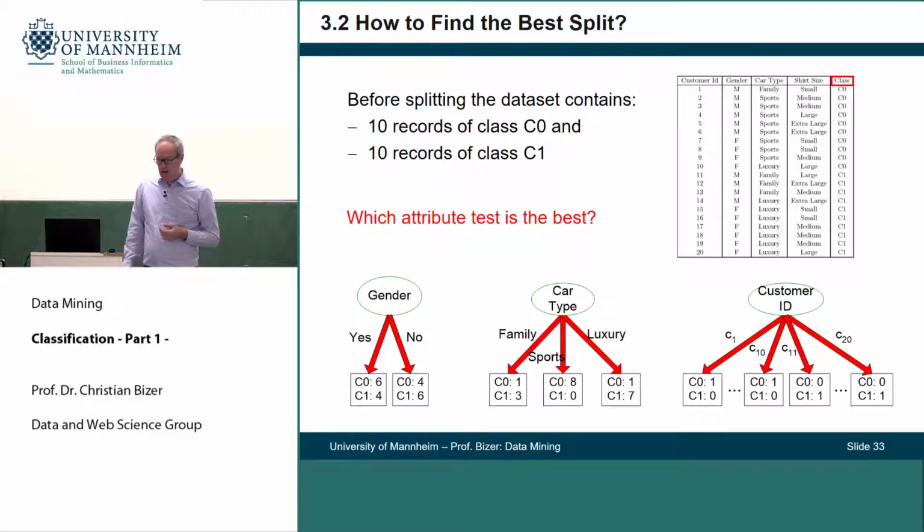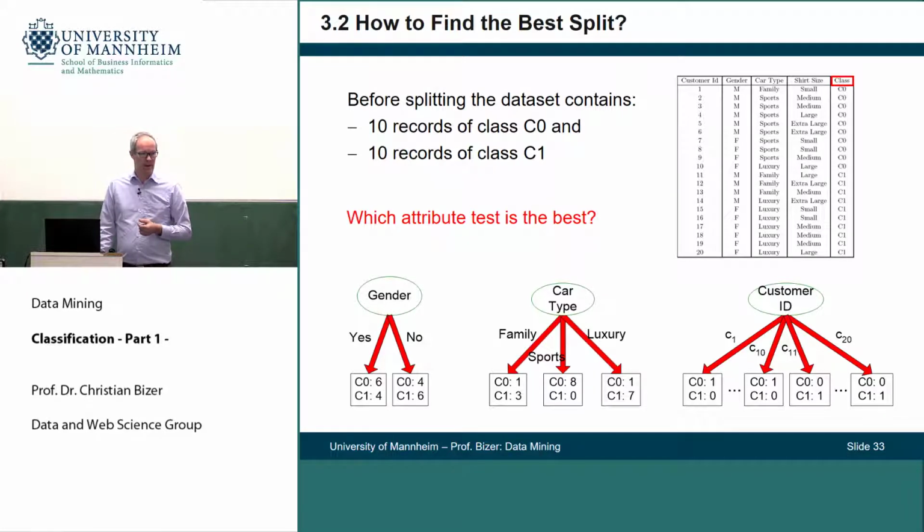We could choose another attribute, the car type, for instance. Then we would end up with 3 buckets: 1-3, 8-0. That's a very clean sub-bucket. All examples in the sub-bucket are of class 0. The third sub-bucket is 0-7, which is also kind of clean. So this might be better than the first approach.